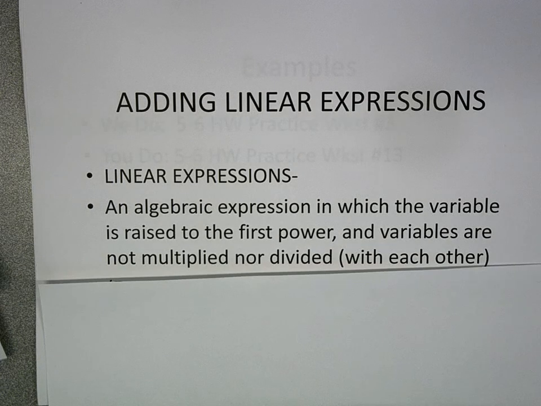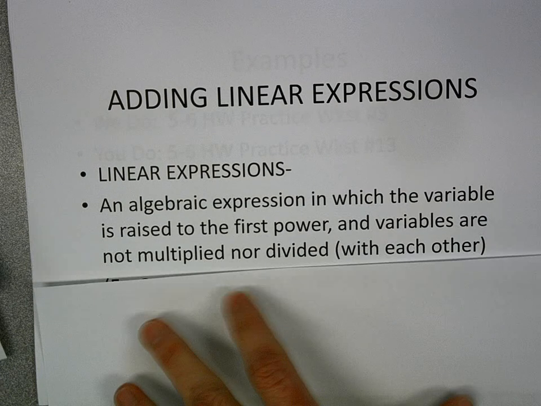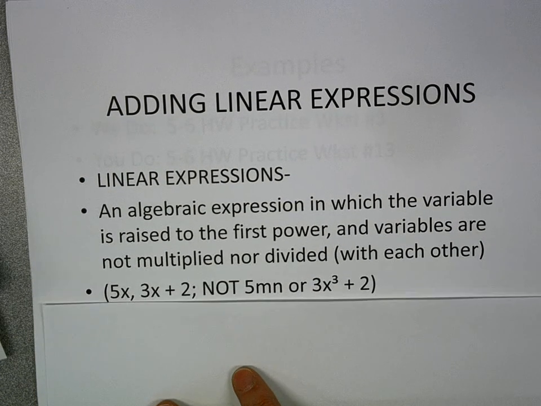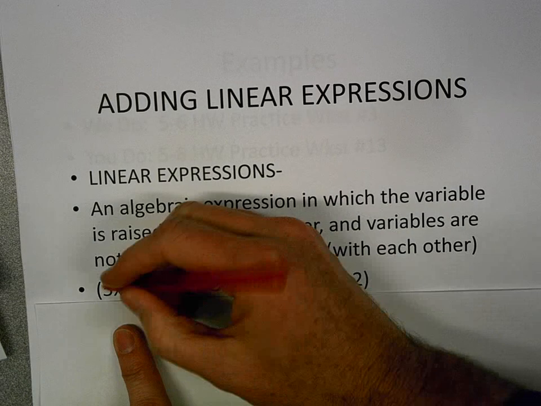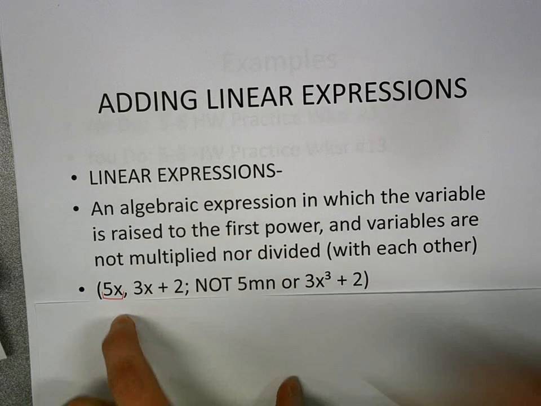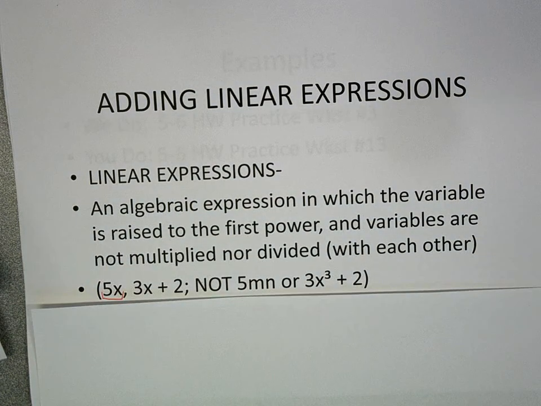All right, here we go. Your book says this is an algebraic expression in which the variable is raised to the first power and variables are not multiplied nor divided with each other. In your little box here, I'll talk about it more in just a bit, but here are some examples. The first two are examples. So 5x, that could be a linear expression.